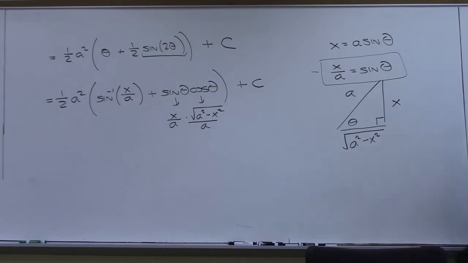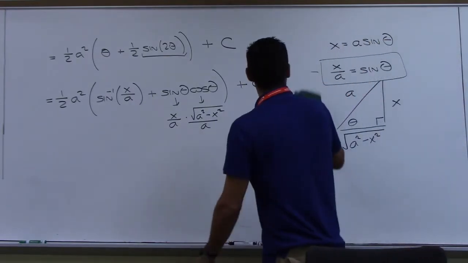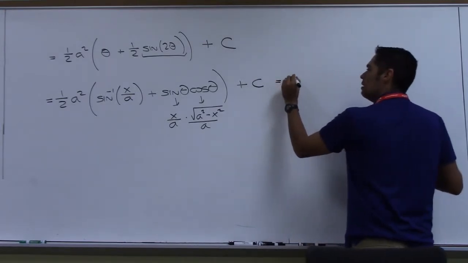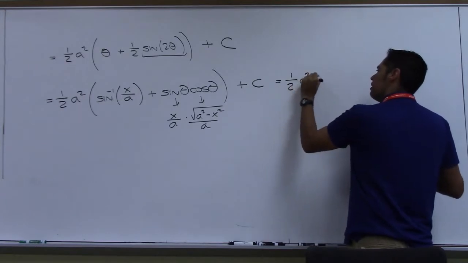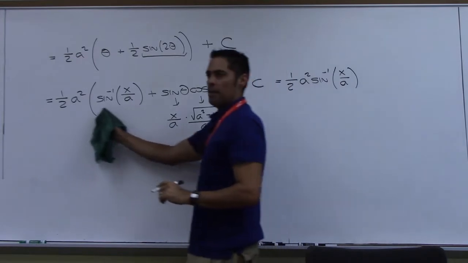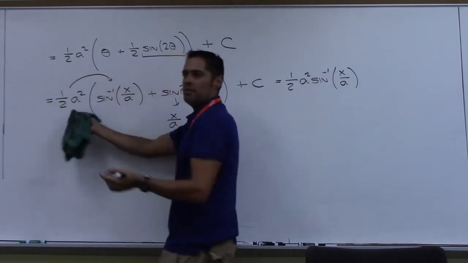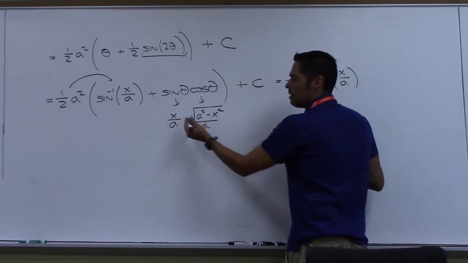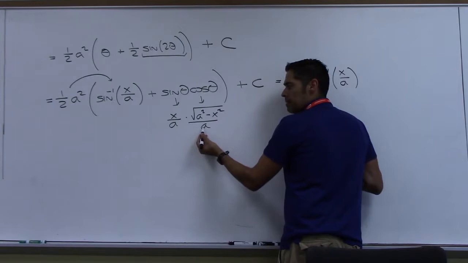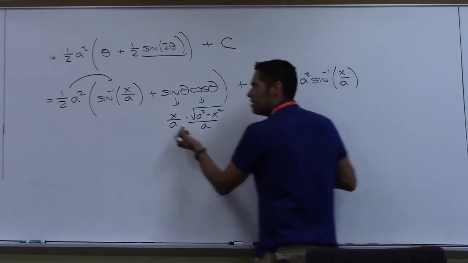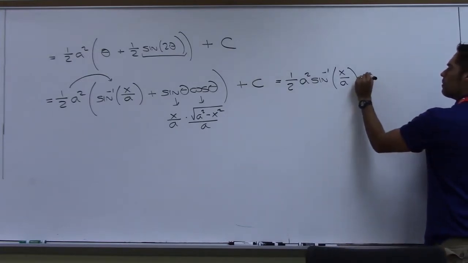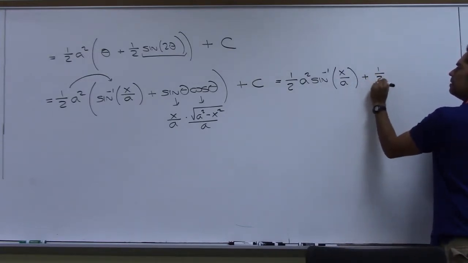All right, let me rewrite everything. Let me try and do this all right now in one line. So we have 1/2 a squared arc sine of x over a. That's this, right? And I actually distributed this through, and it's a constant, so I just put it in front. Over here, I have x times this root, over what? A times a, which is a squared, right? That a squared and that a squared are going to cancel out. And so I'm going to have what? Plus 1/2.